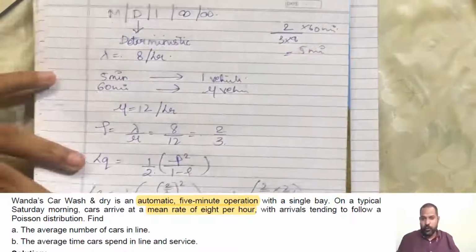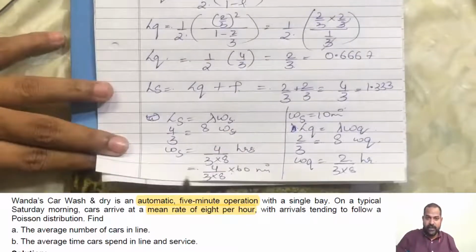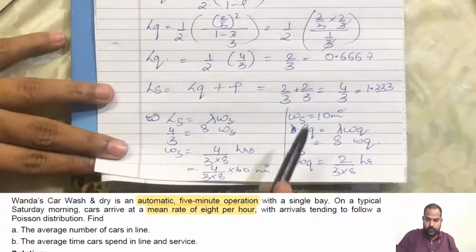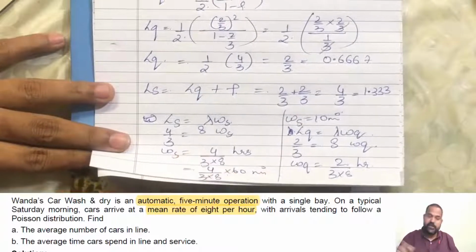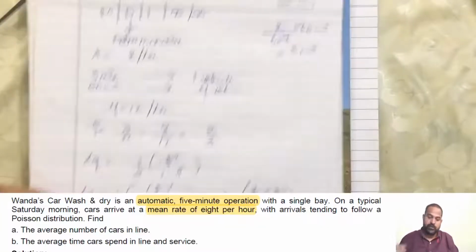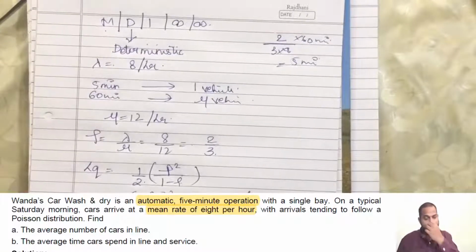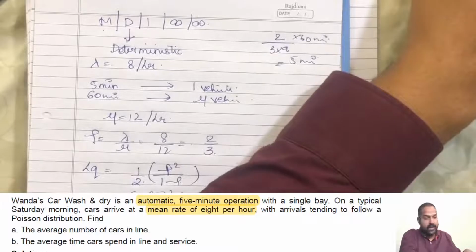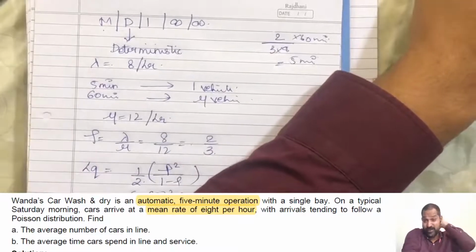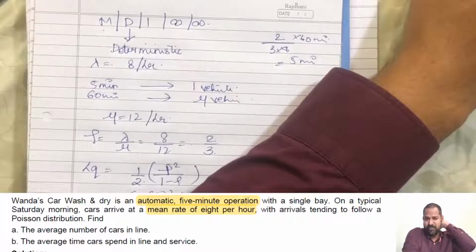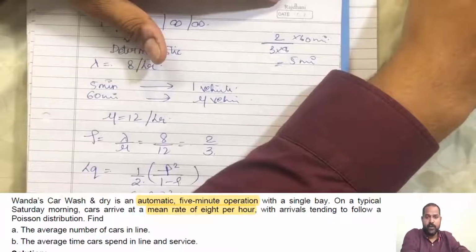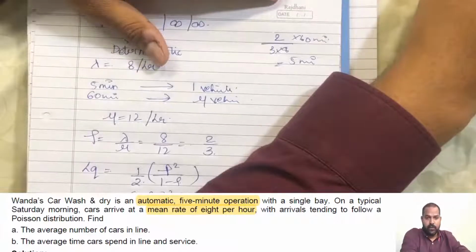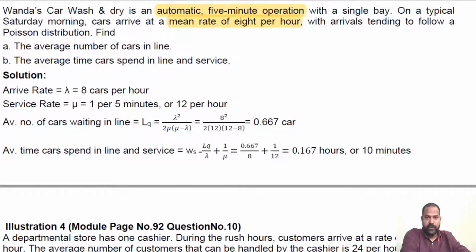And I told you, if you are 10 minutes in the system, out of which you are spending 5 minutes in service, then you are 5 minutes in the queue. So the time we are waiting in the queue is 5 minutes. That's it. Let's check what they were asking. I have found everything. Sometimes check what they are asking. If it's just one thing, then find that only.